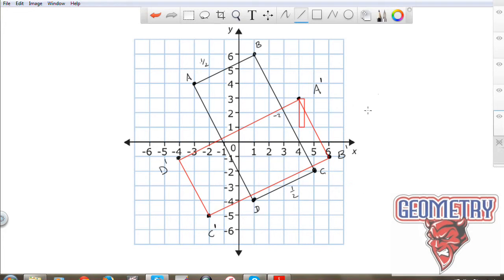So our coordinates: A prime would be 4, 3. B prime would be 6, negative 1. C prime would be negative 2, negative 5. And D prime would be negative 4, negative 1.